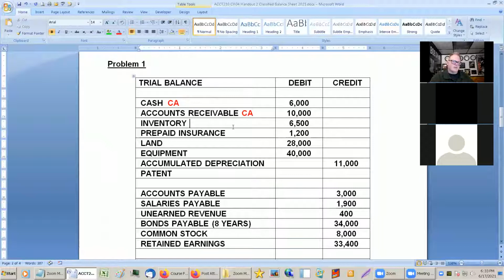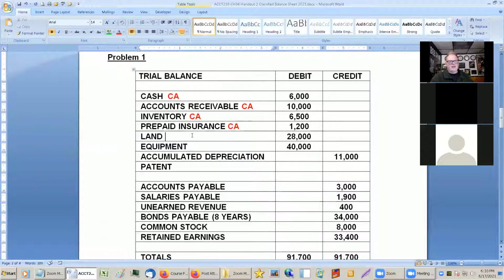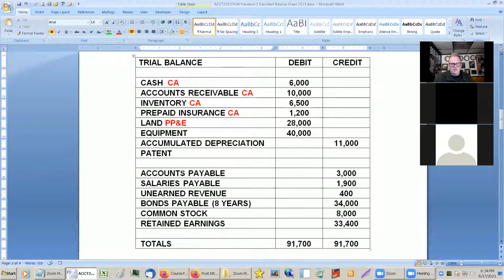Inventory. Current assets. Yep. Prepaid insurance. Current assets. Yep. Land. Land that we're using, plans being used in the business. Property, plant, and equipment. Yep. And by the way, a lot of times you'll see this abbreviated PP&E even in their financial statements. Okay, equipment. Same thing, property, plant, and equipment.